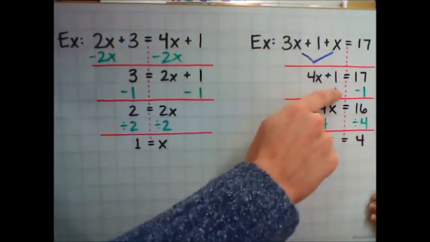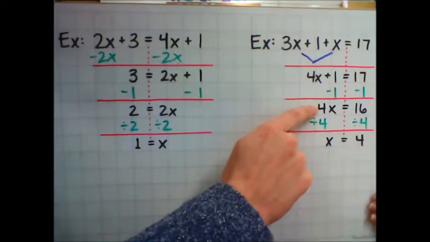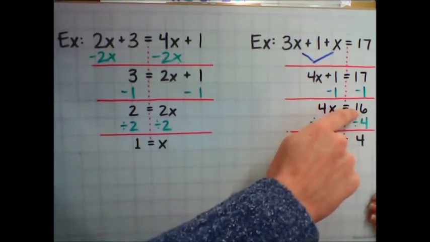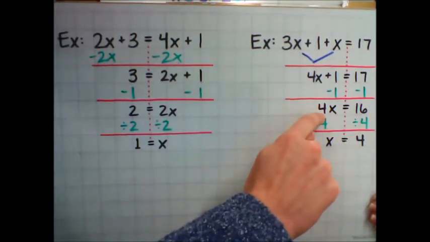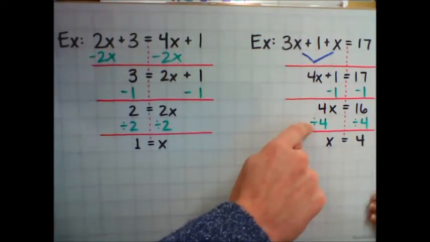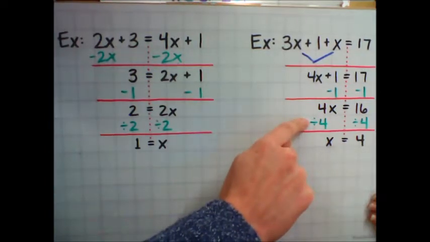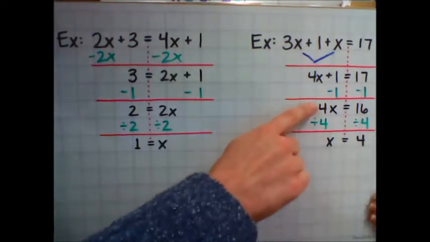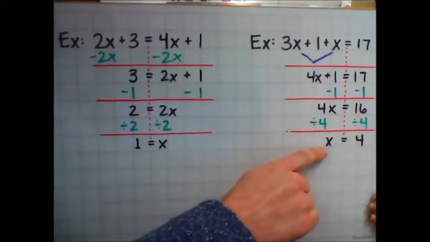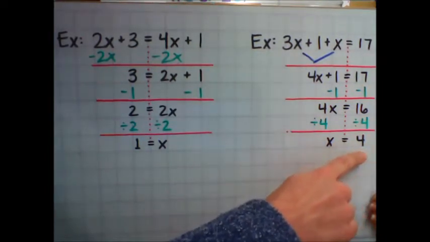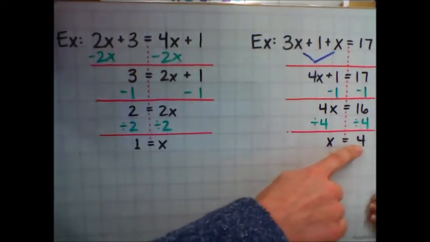When I subtract 1 from this side, all I'm left with is 4x equals 17 minus 1 is 16. Now I want to get rid of this 4. This is 4 times x, so the opposite would be divide 4. What I do to one side, I must do to both sides, so I divide 4 on both sides. 4 divided by 4 leaves us with the x. 16 divided by 4 is 4. So our answer is x equals 4.